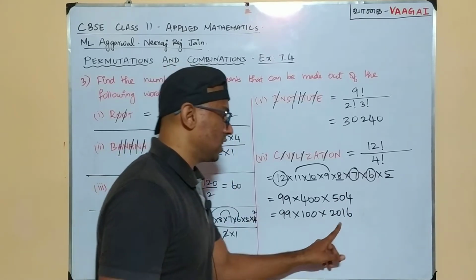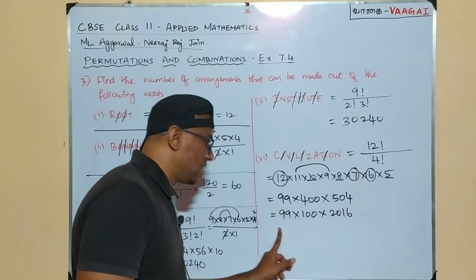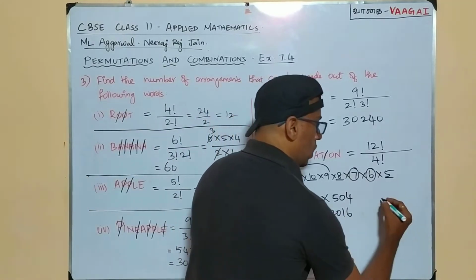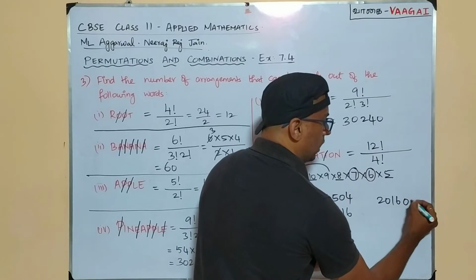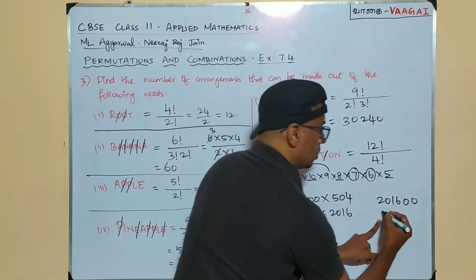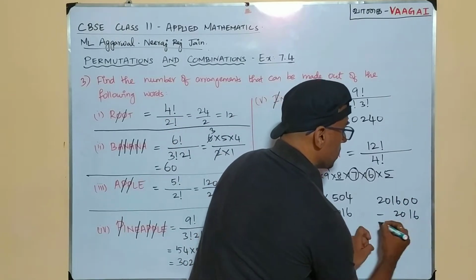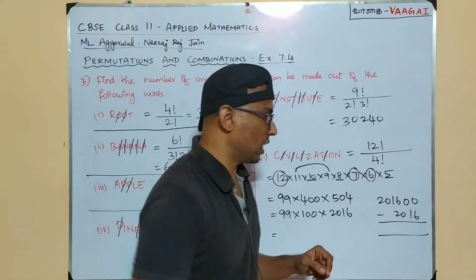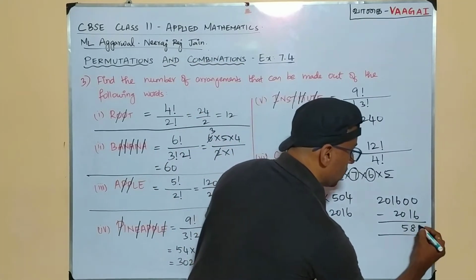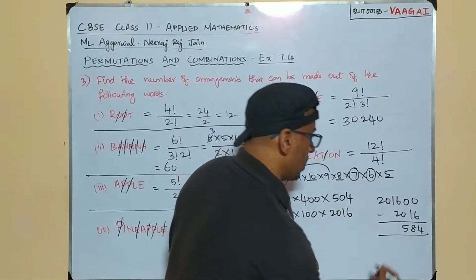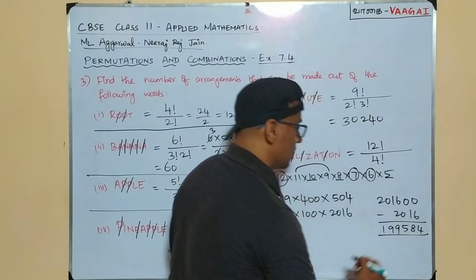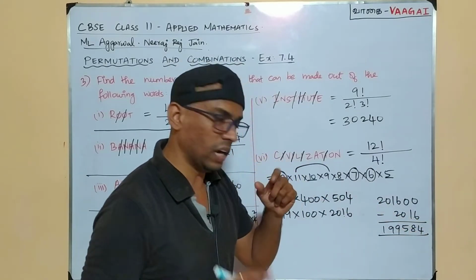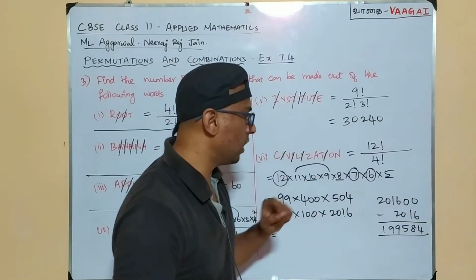So just do a simple thing. First multiply this 2016 into 99. For this, we can use the easy process: 2016 into 100, just minus 2016. You will be easily able to get the answer, right? Once you do this, your answer will be 584 here, and here we have 199, because 600 minus 16 is 584 and 201 minus 2 is 199.